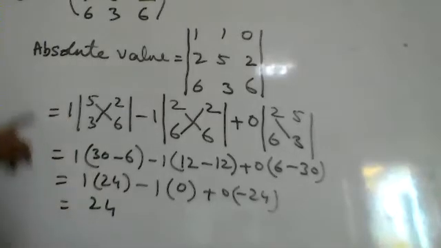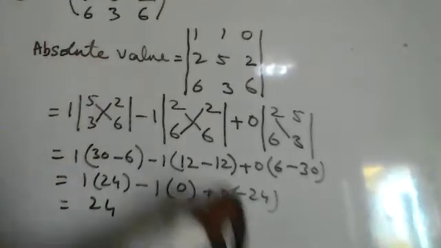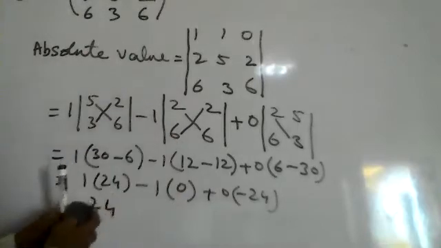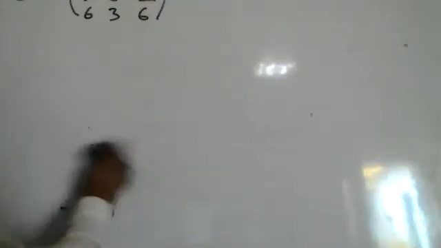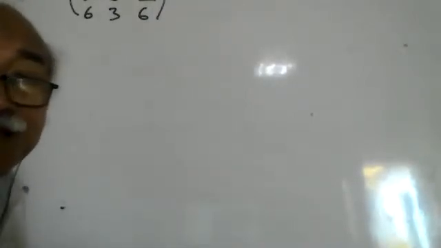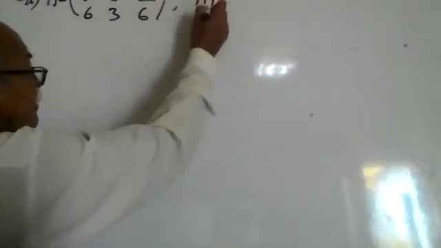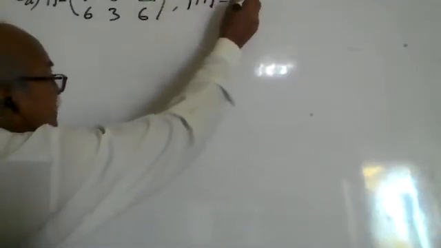Okay, first we found the absolute value, which is 24. Now we will find the cofactors. We name this matrix A. So this is the matrix A, and its absolute value is 24, which we have already found.